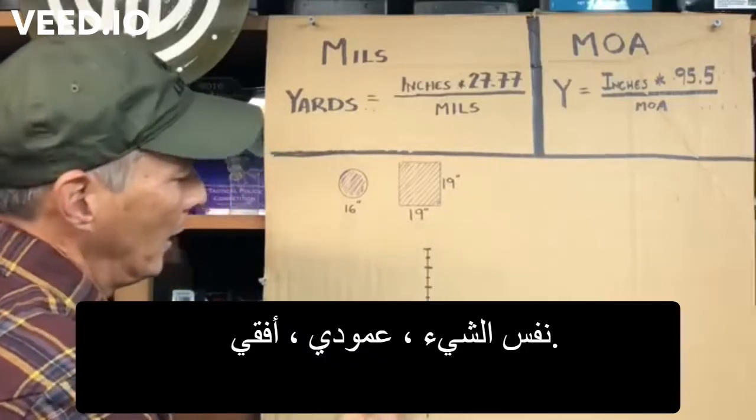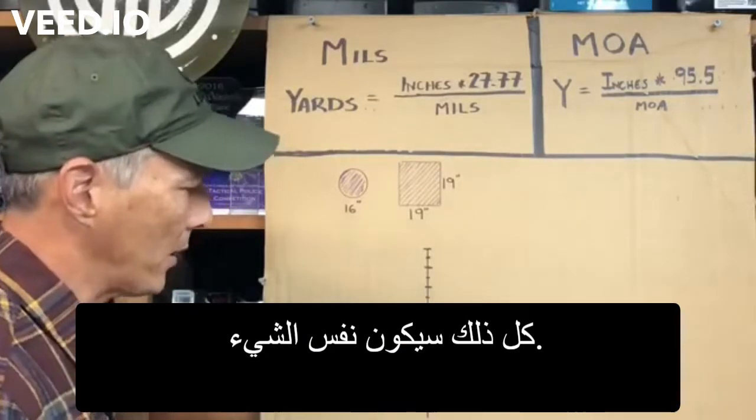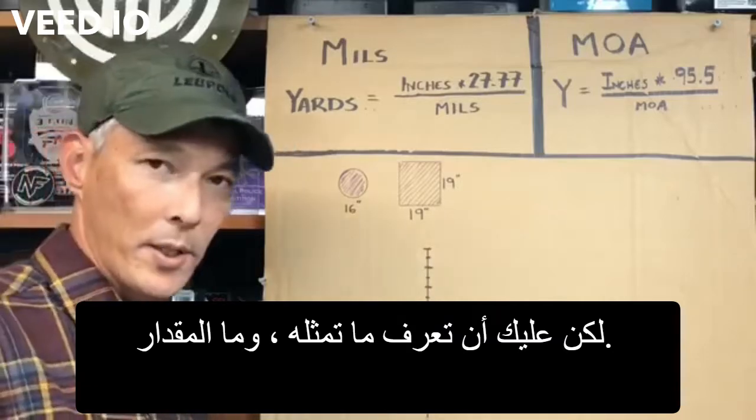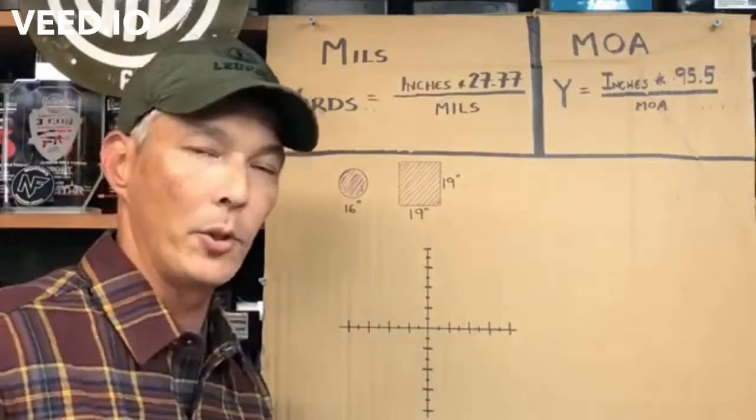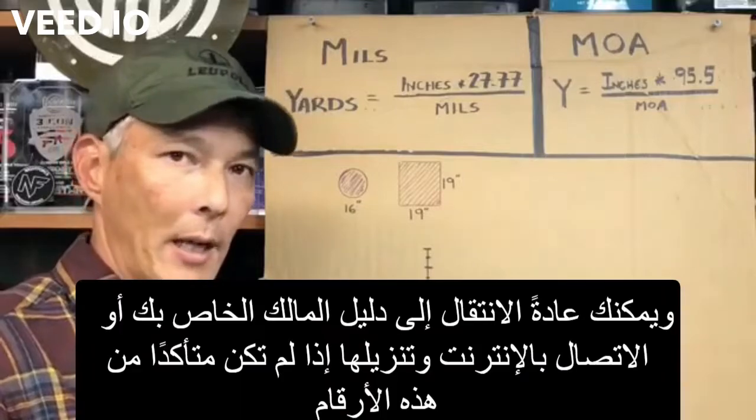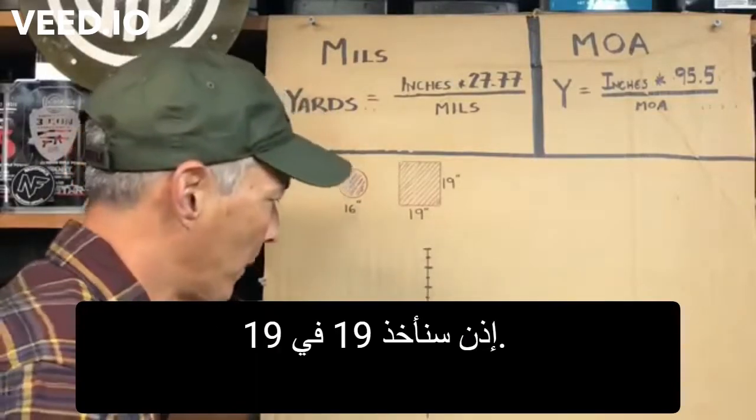Same thing vertical. Horizontal, all of it's going to be the same, but you need to know what these represent, what amount, and you can usually go to your owner's manual or go online and download those if you're not sure what those numbers are.